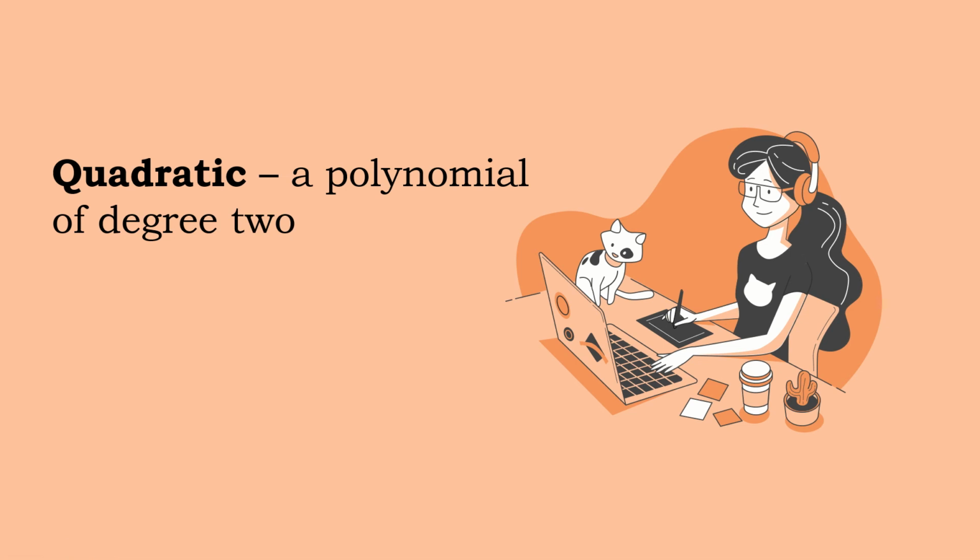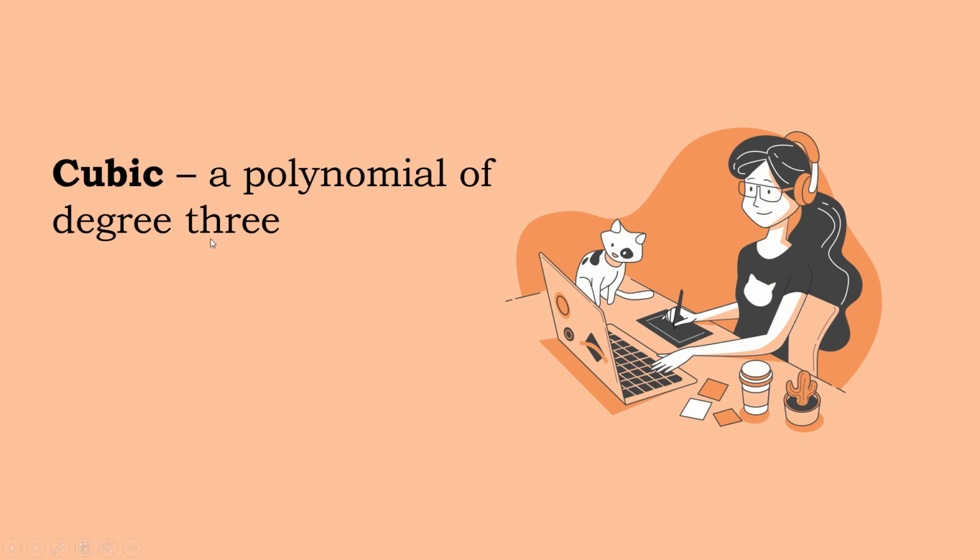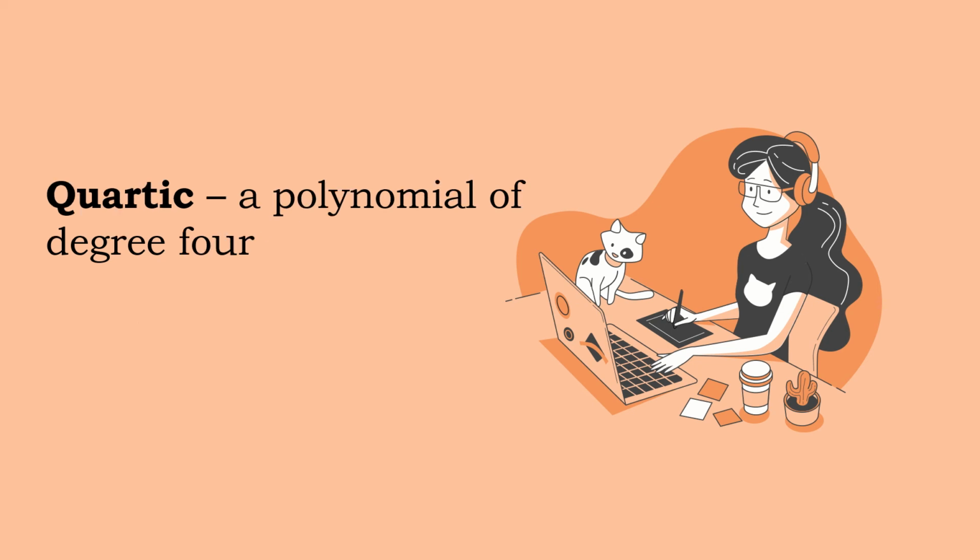Quadratic, a polynomial of degree 2. So we have here 2x squared plus 3x minus 1. Meaning when it is quadratic, the degree is 2, the exponent is 2. Cubic, a polynomial of degree 3. Meaning our exponent is 3. So, 3x cubed plus 2x plus x minus 1. When it is cubic, our degree is 3.